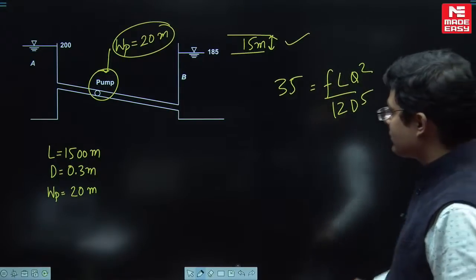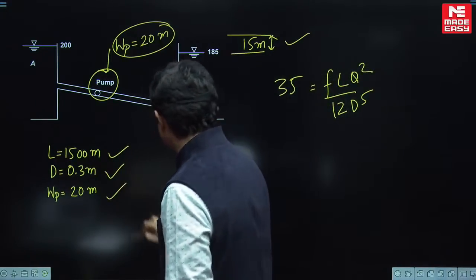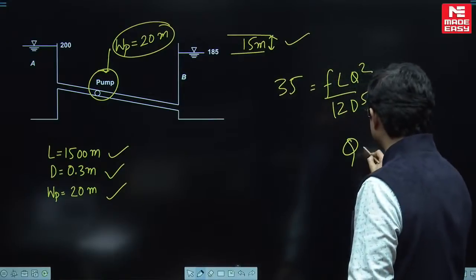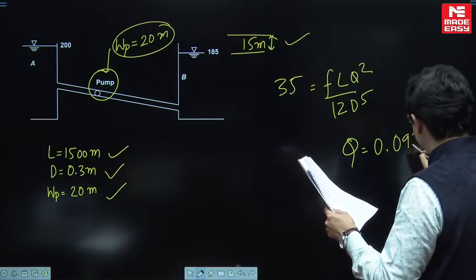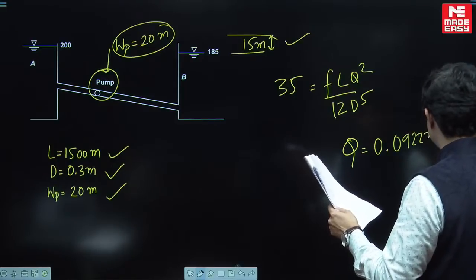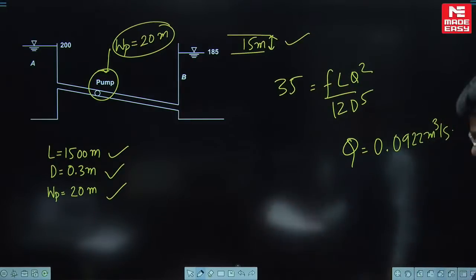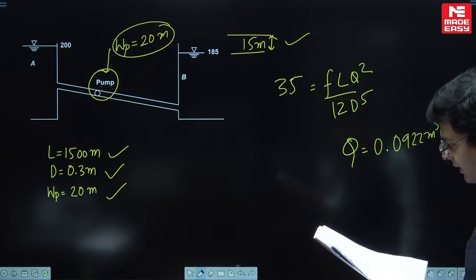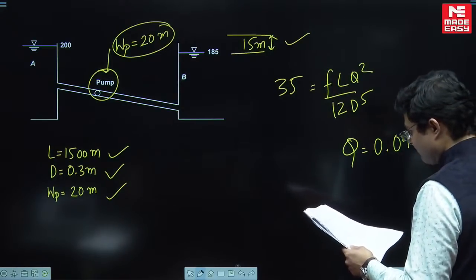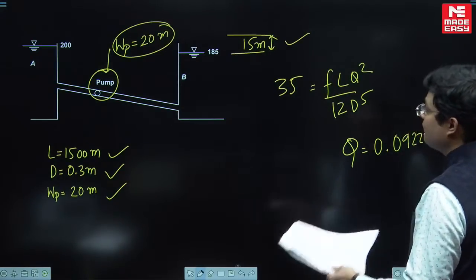Everything is given in the question, the length is given, diameter is given, this is given. So we need to find out the discharge from here. Discharge will come out to be 0.0922 meter cube per second, and that's your answer. Beautiful problem here, mind blowing problem again. Very good.